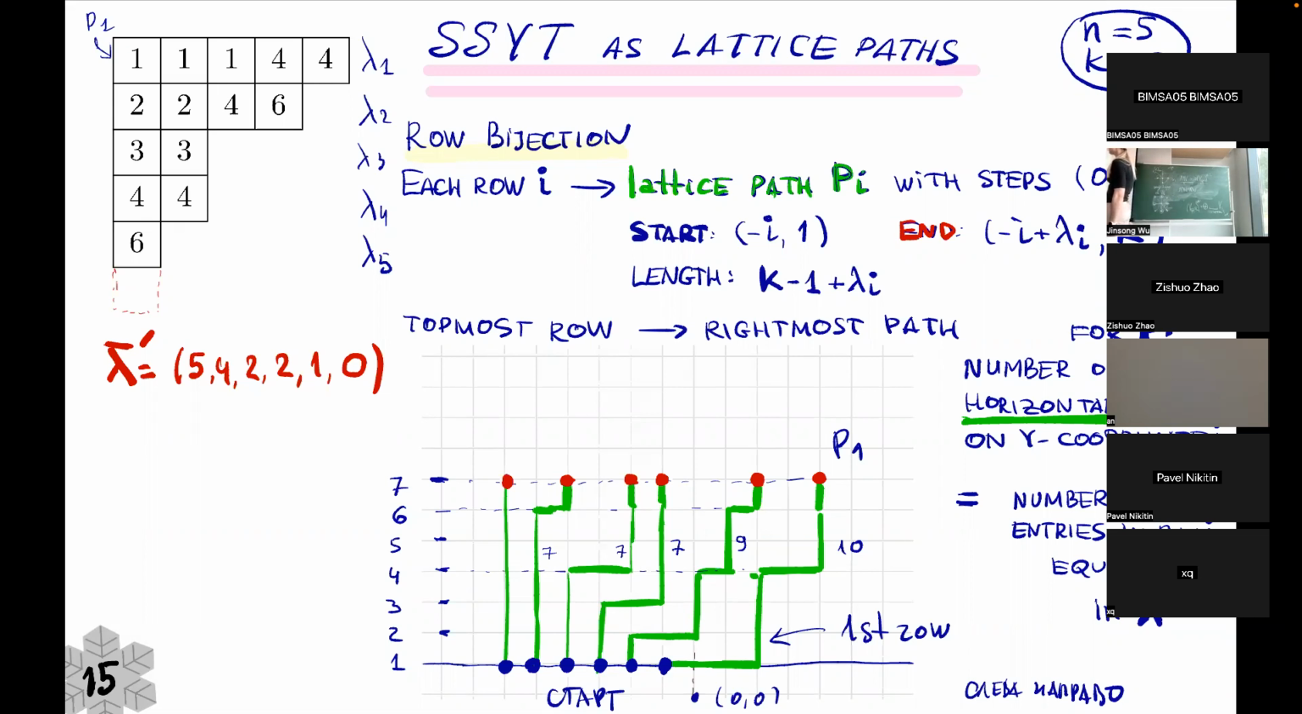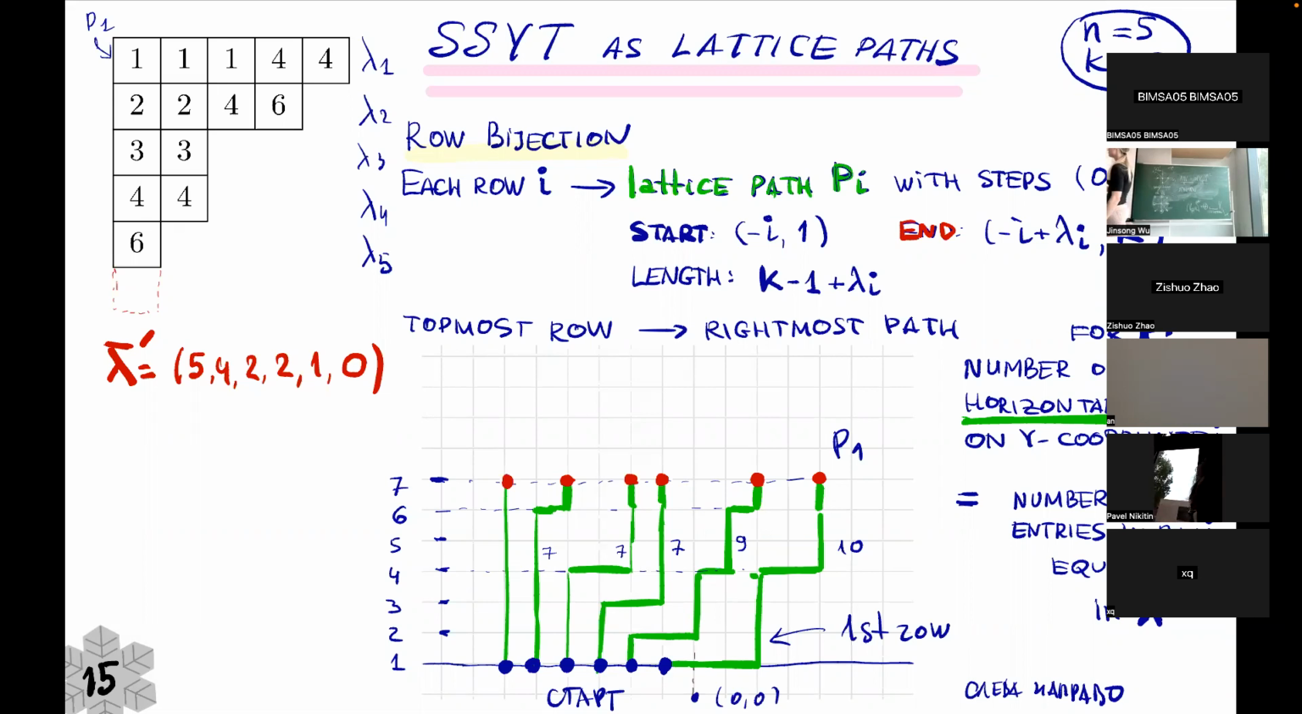In the row bijection, you construct a path which corresponds to each row. Here you can see the path corresponding to the first row. It starts from the left to the right. So we have 1, 2, 3, 4, 5, 6 paths, and actually we have 6 rows, so the last row is empty. It is important to understand that in this example k=6.